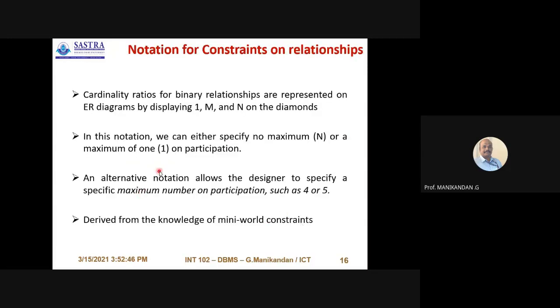In addition to this 1, m and n, in some cases you can have the value as 4 or 5. That is, at the maximum only 4 entities from the entity type can participate in that relationship type. All these values 1, m, n are derived from your real world constraints, or from your problem scenario.